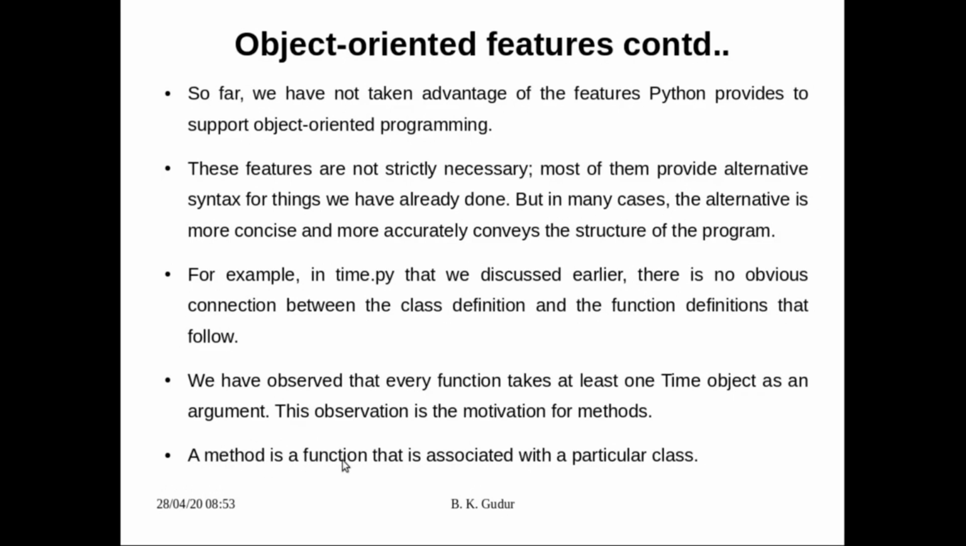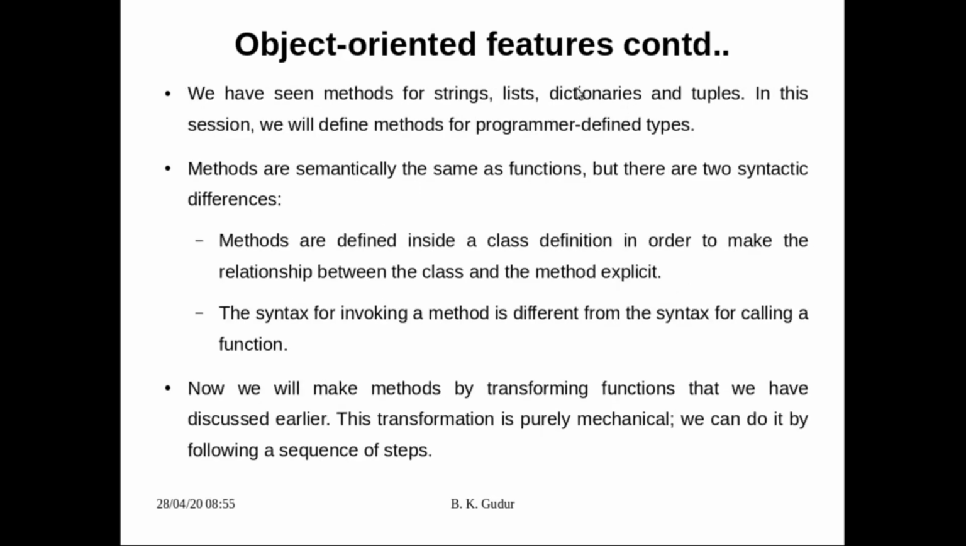A method is a function that is associated with a particular class. A function is independent of the class, whereas a method is associated with a particular class. How it is independent, and how methods are associated with a particular class, I am going to tell you a little later.